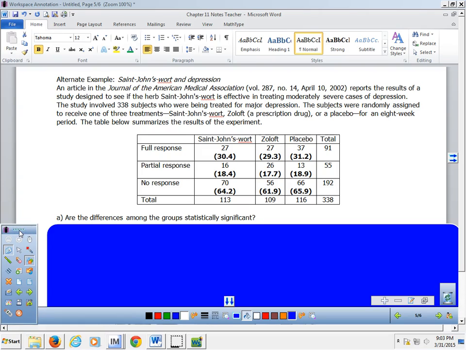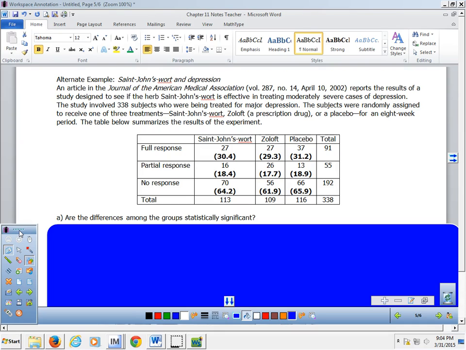Okay. In 2002, an article in the Journal of the American Medical Association reports the results of a study designed to see if the herb St. John's wort is effective in treating moderately severe cases of depression. The study involved 338 subjects who were being treated for major depression. The subjects were randomly assigned to receive one of three treatments, either the St. John's wort, Zoloft, or just a placebo. For an 8-week period, the table below summarizes the results of the experiment.